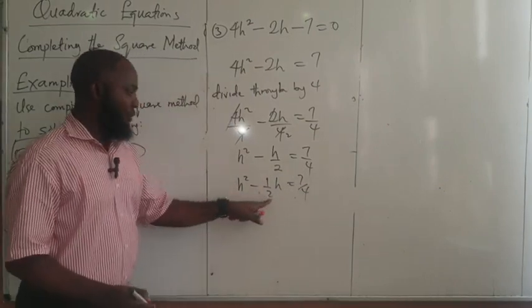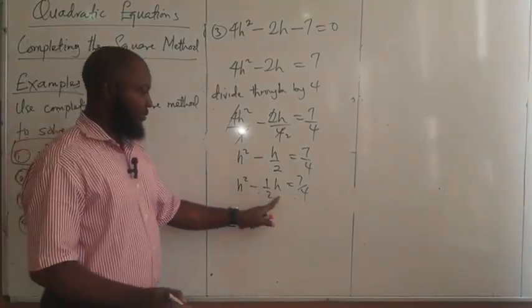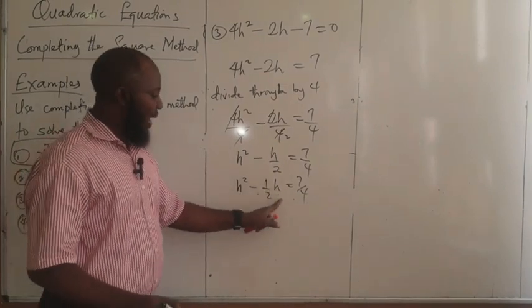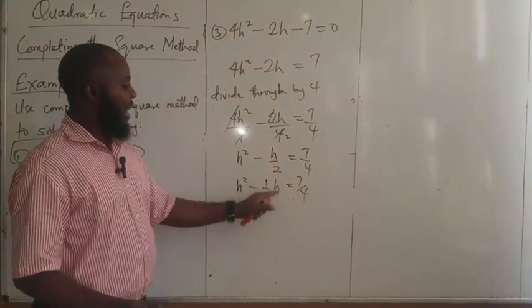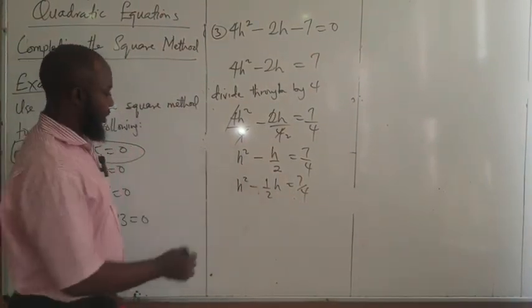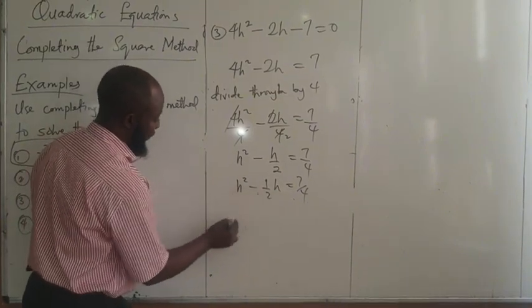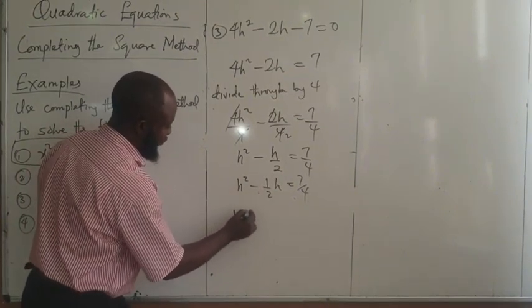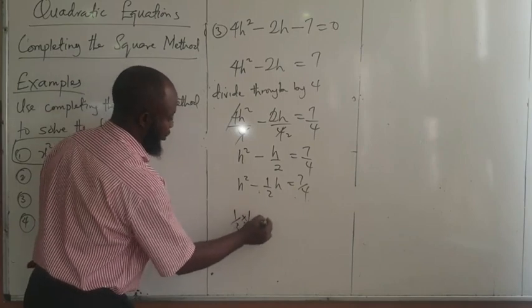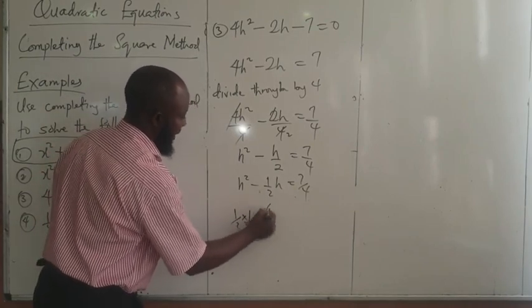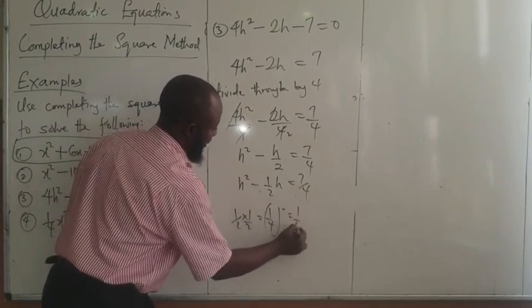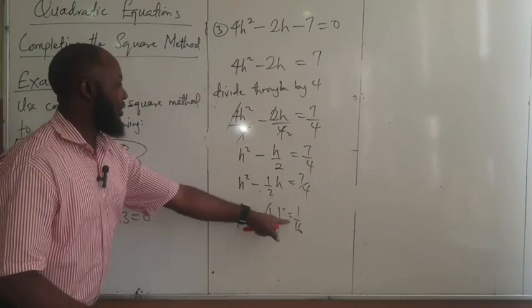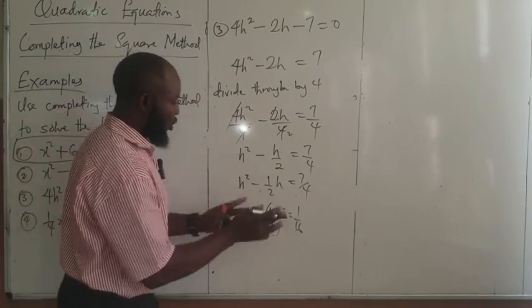So we find half of the coefficient of h, then you square it. We find the square of half of the coefficient and add it to both sides. So we're going to add half of this, 1 over 2 times 1 over 2, which is equal to 1 over 4. Then we square it. That will be 1 over 16. So this is what we are going to add to both sides.